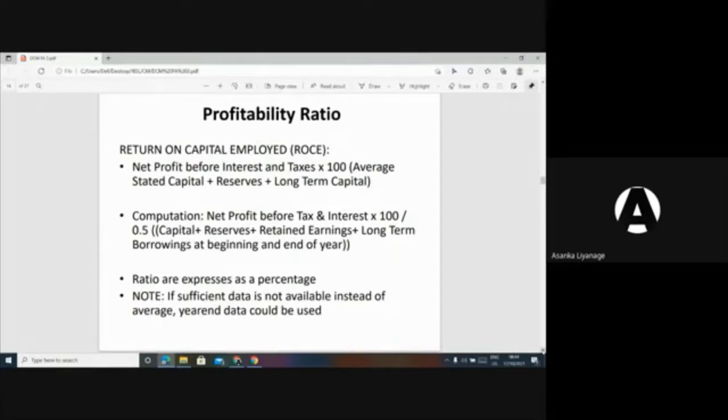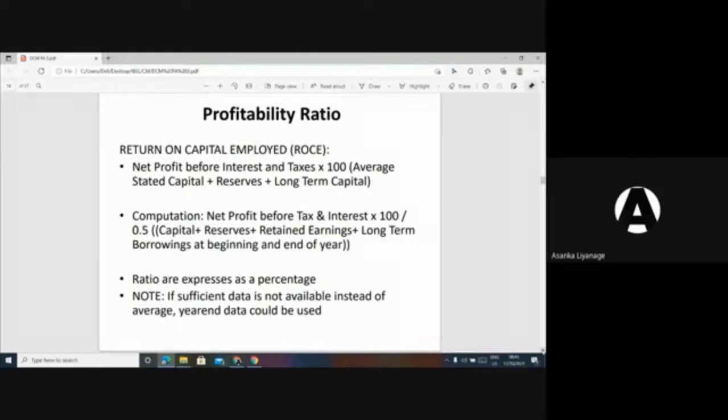Right. How do you calculate? Again, we have to take net profit before interest and tax, from the income statement. Right? Straight away. Then divide it by the average of stated capital plus reserves plus long-term capital. That is total capital. Capital employed, not only equity capital but also debt capital. Debt capital in the sense of long-term debt capital. We have to take the average of it, right?